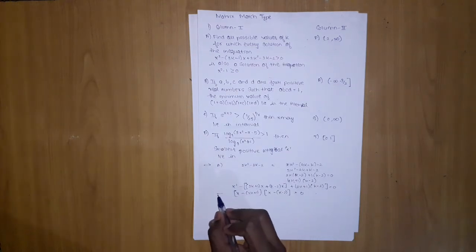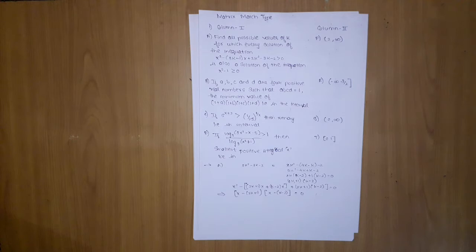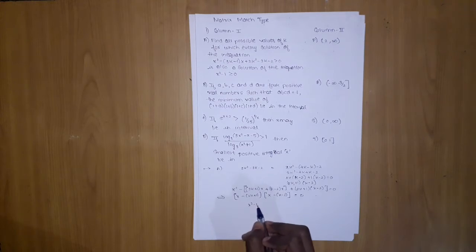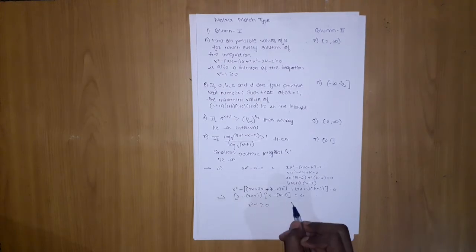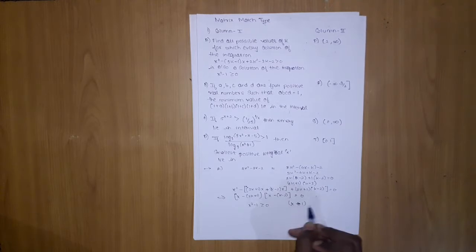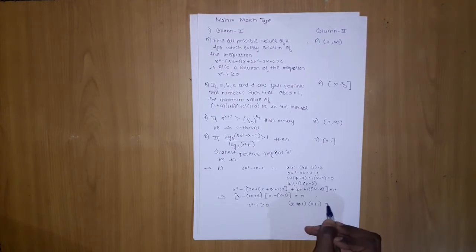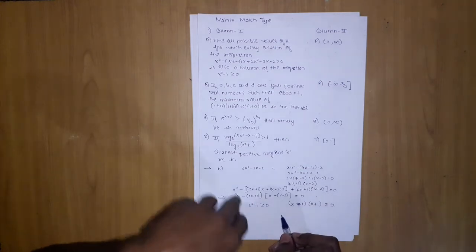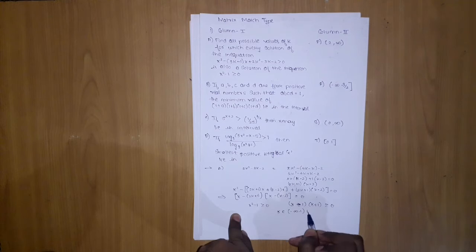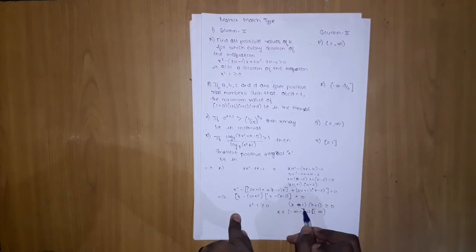Moving ahead. Now let's see what we can do further. We got these two solutions. Now let's check x square minus 1 greater than or equal to 0. What we are getting: x minus 1 and x plus 1 greater than or equal to 0. Now if we plot the points, we will get x belongs to minus infinity to minus 1 union 1 to infinity, with these included.